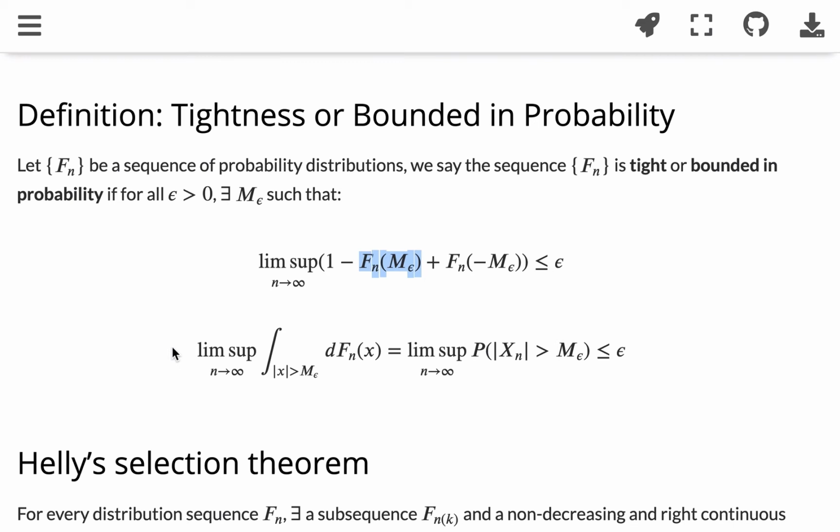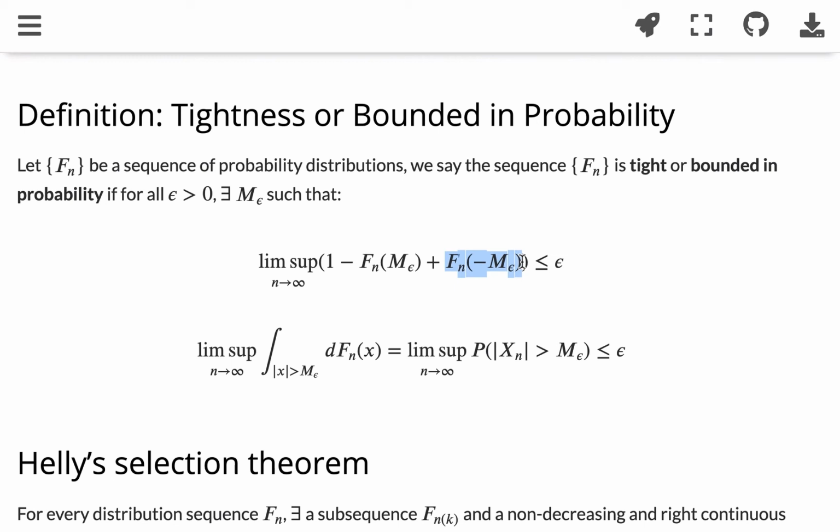minus infinity is 0, and plus infinity is 1, right? So it's a right continuous and non-decreasing function. So this is the upper tail, which is the portion that's close to 1. This is the upper tail, and this is the lower tail, right? So what it means is that the probability of being outside the bound of minus M_epsilon and plus M_epsilon, outside that bound, the probability can be as small as we want for any epsilon.